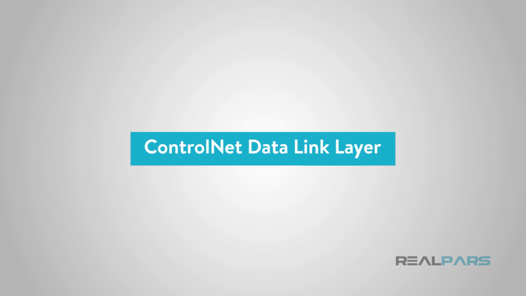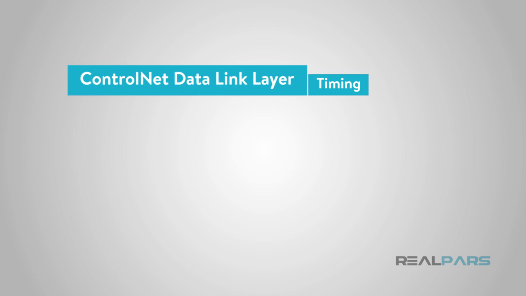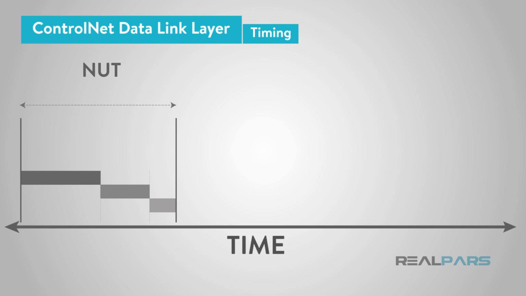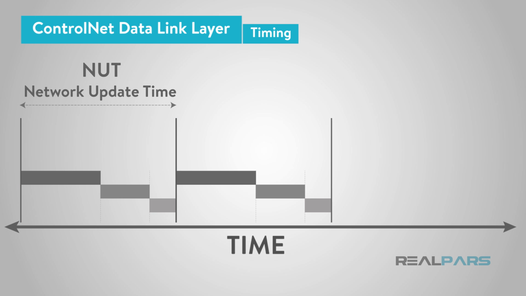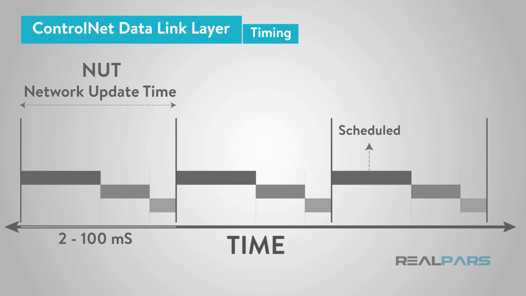The data link layer is where the timing for ControlNet is done through an NUT, or network update time, that is based on a fixed and repetitive time cycle. The NUT can be set to a duration from 2 to 100 milliseconds and has three major parts: scheduled, unscheduled, and guard band.